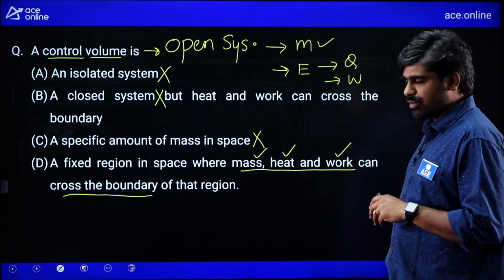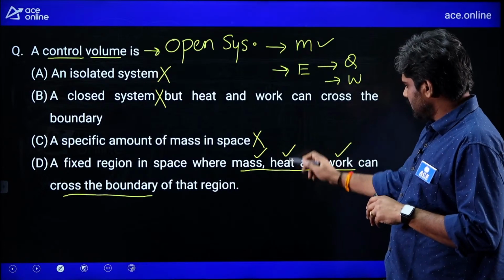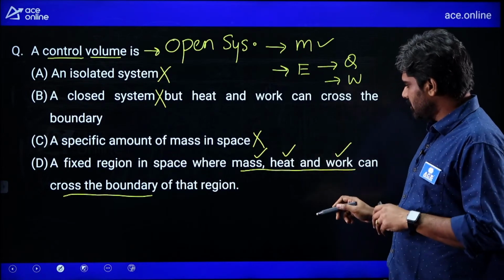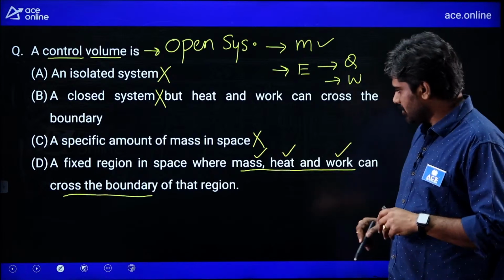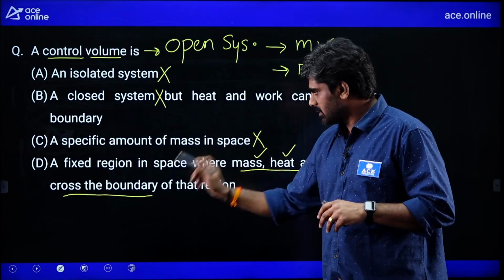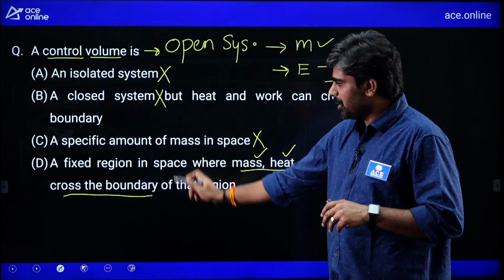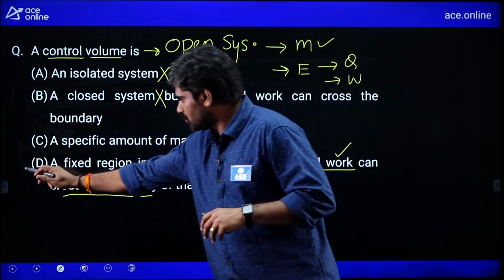Work is also a form of energy. Heat and work are energies that can cross the boundaries of the system, that means heat and work transfer takes place and mass transfer takes place, yes. This is pertaining to the open system, therefore, the answer is option D.